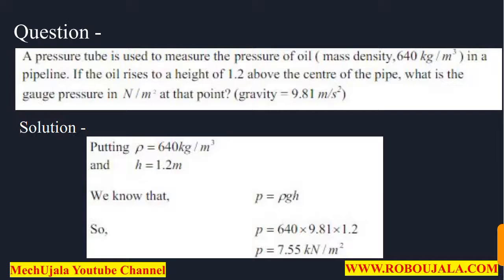So how can we calculate it? Guys, we know directly the formula for calculating gauge pressure, P is equal to rho gh. They have given the value of rho, which is the density, and the h value is 1.2 meters. We also know the value of gravity, 9.81. So we put in all of these values and we can calculate P. After putting in all of these values, we get the value of P is equal to 7.55 kilonewton per meter square.